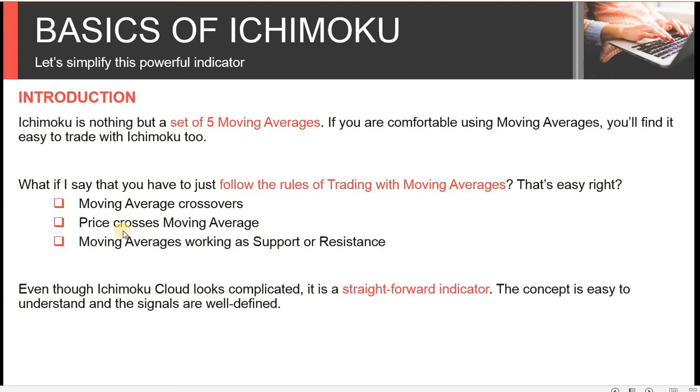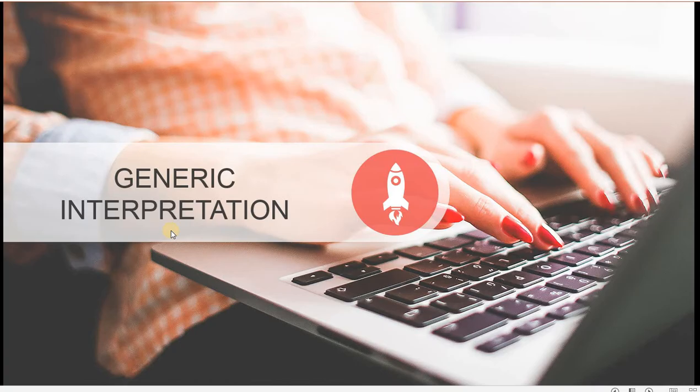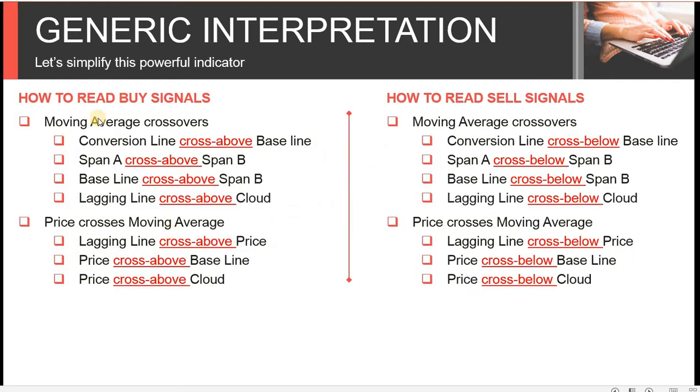If the price crosses above the moving average, it's a buy signal. If price crosses below, it's a sell signal. If the price bounces off the support of the moving average, it's a buy signal. If the price is coming from below, it bounces and goes down, it's a bearish signal. So the same logic we use here, and the two things that we're looking for are moving average crossovers.